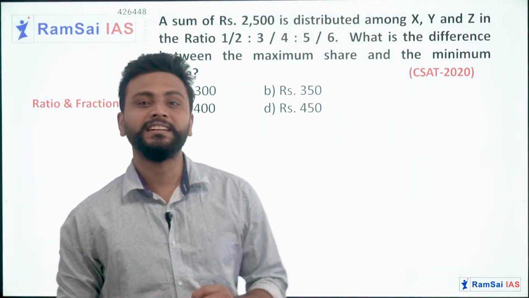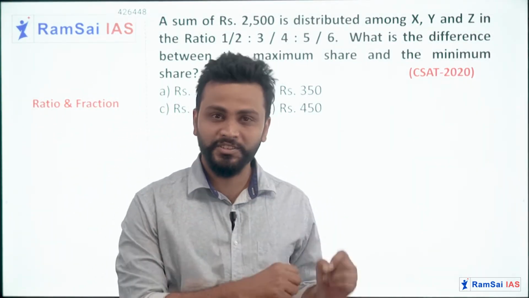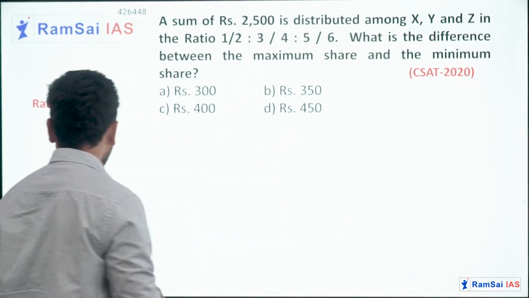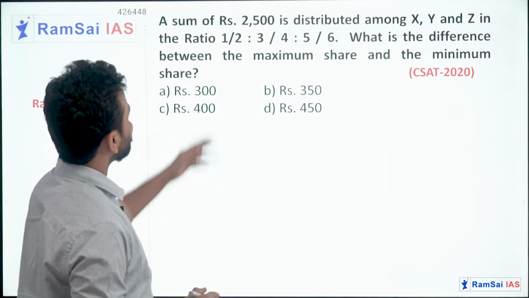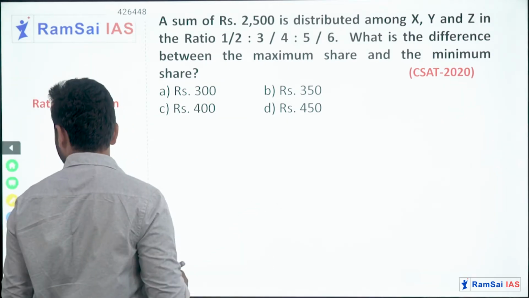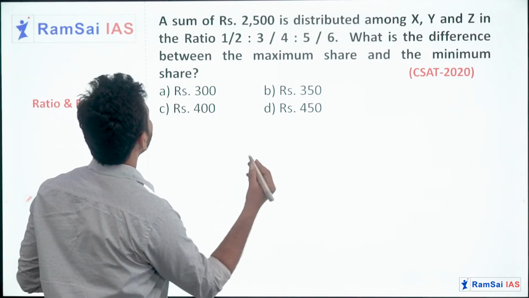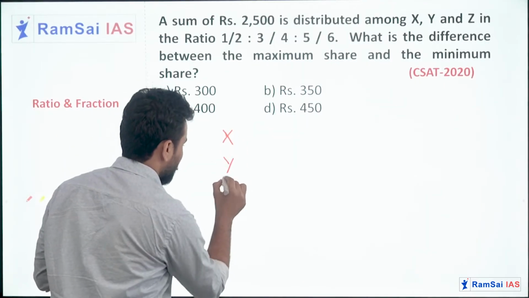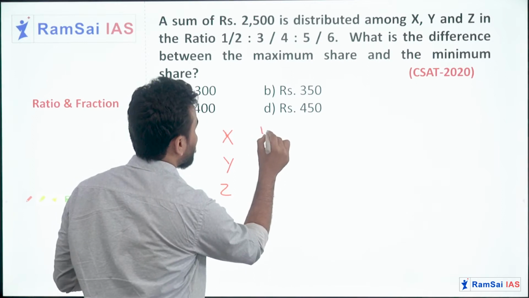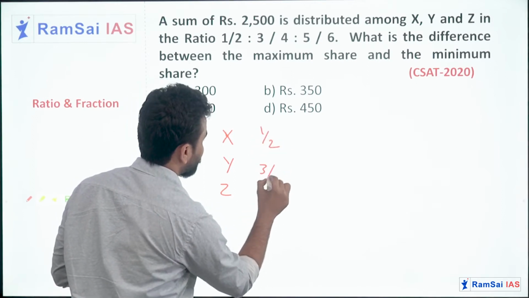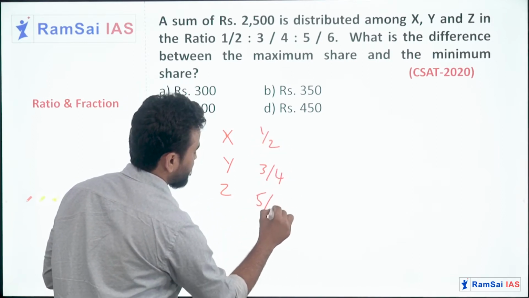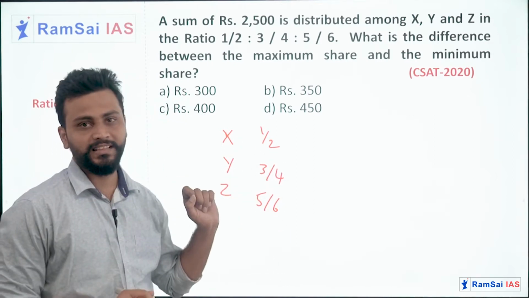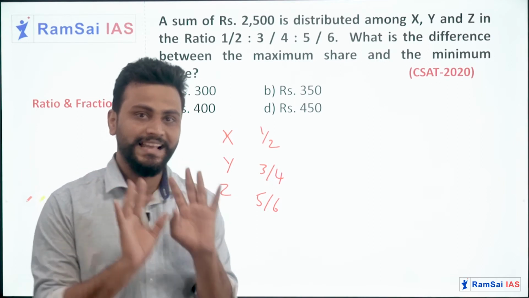Guys, we feel difficulty whenever we solve problems in ratios if they are in fractional form. So I'll do one thing, I'll convert this fraction into a normal ratio. See how to do that. Let me write the ratios here. Just imagine x, y, z are getting 1 by 2, 3 by 4 and 5 by 6. Just imagine if the denominator is the same for the three ratios, then the numerators will be the exact ratio.